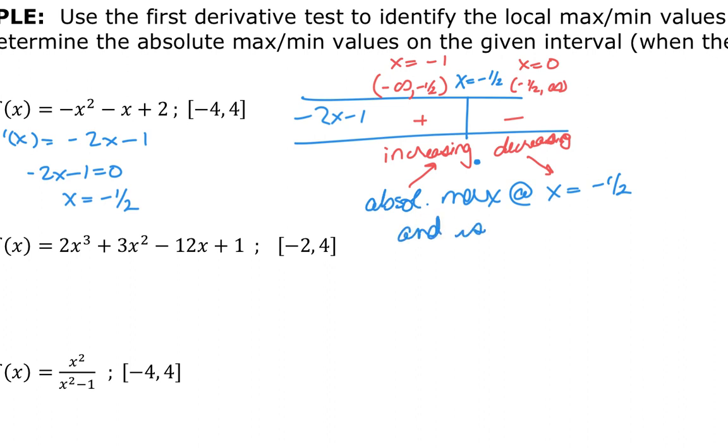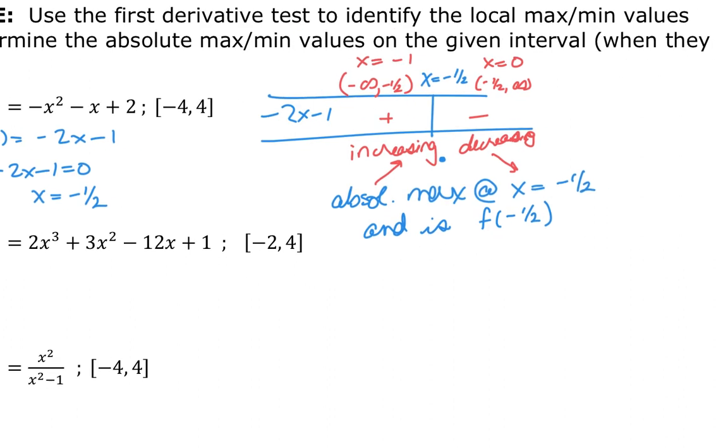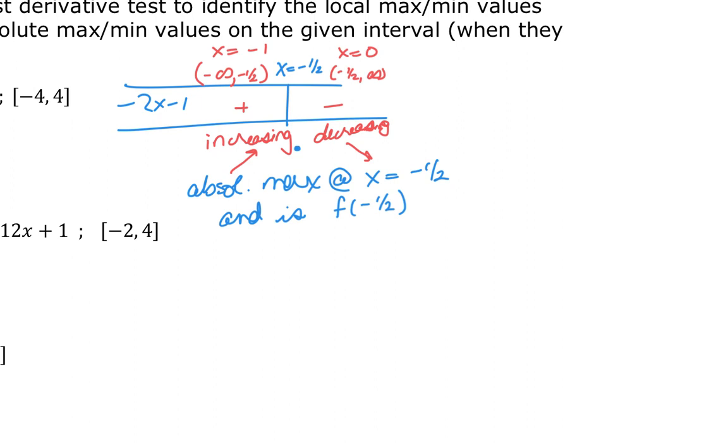And I'm going to put in f of negative 1/2. That's going to tell me whatever that value is. So if I put negative 1/2 into the original function, that's going to tell me what my max is. I know the location. Then I have to decide which one of these is going to give me the lowest value, because I need to find my absolute minima. One will be absolute, one will be local, but we don't use the endpoints as local. So I do f of 4, and I would do f of negative 4, and that would tell me which one of those two is going to be the minima.